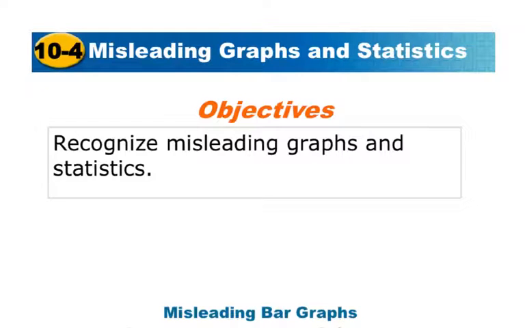Alright, so here we are with 10.4, which is misleading graphs and statistics, which happens a lot more often than you'd think, which is why people think they're getting a good deal when they're not, etc. So we're going to recognize them within the statistics here.